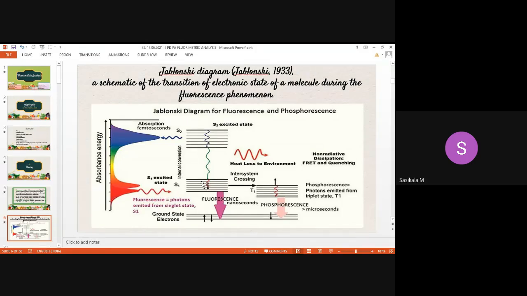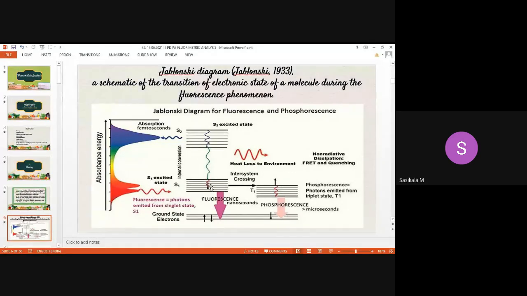Due to collisional deactivation and the vibrational energy of the molecule, some energy at the excited state is lost, so radiation of longer wavelength and less energy goes back to the ground state. That is called fluorescence. Fluorescence is immediate emission of radiation, in nanoseconds. Nano means 10⁻⁹ seconds, so immediate emission of light is called fluorescence.